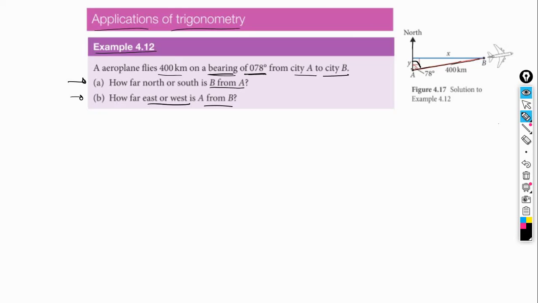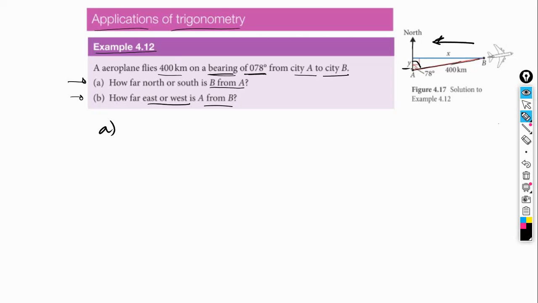Now notice that that also means that city B is to the north from A. And we need to find y in order to answer part A. But let's take a look at part B. It says, how far east or west is A from B? So that means, how far is A from B? And notice that this would be west from B, right? West. Okay, so we're ready.